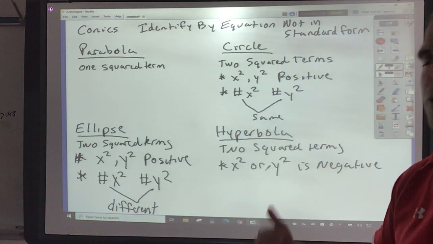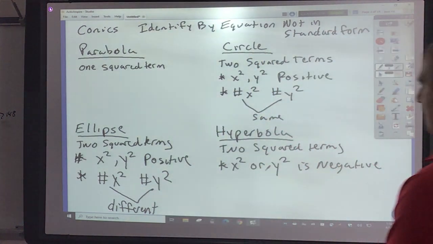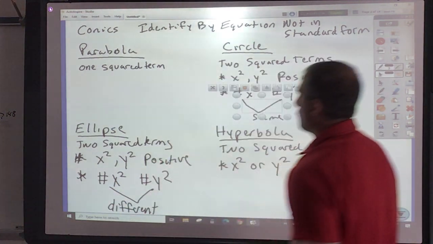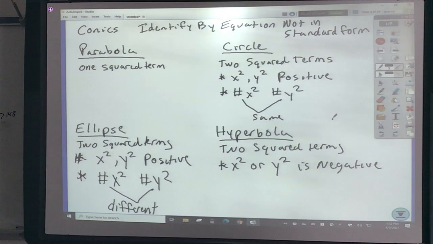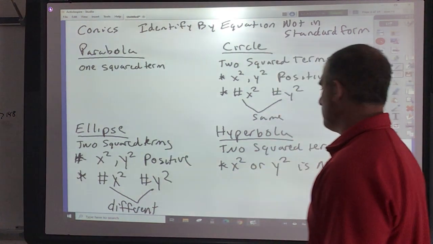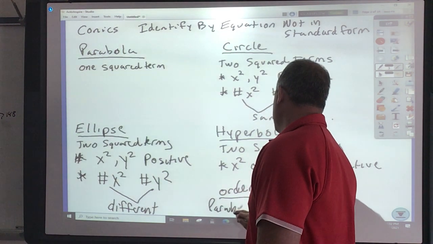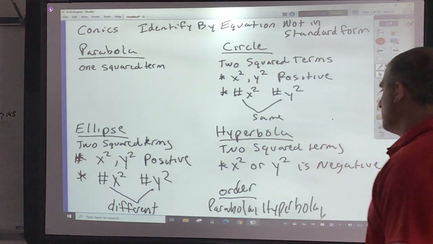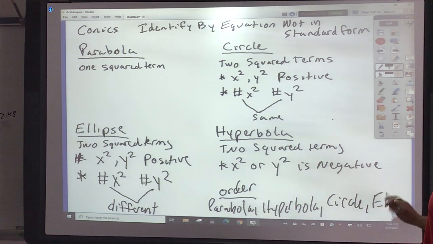So parabola, hyperbola. If it's not one of those two, it's got to be the circle or the ellipse. How do we tell the difference? The difference between the circle and the ellipse is the numbers in front of x squared and y squared. For a circle, they will be the same. For an ellipse, they will be different. So the order in which you want to look at this is: is it a parabola? Then is it a hyperbola? Then is it a circle? If it's not one of those, it has to be the ellipse.